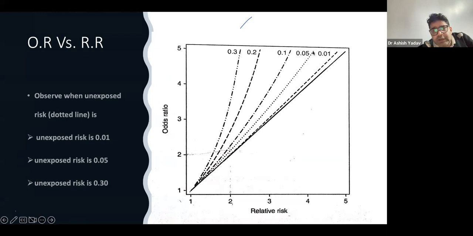As the risk in the unexposed population is increased, even for a smaller value, if the risk in the unexposed population is 30%, you can see that if we have an RR value equal to 2, we are getting an OR value equal to 5, almost thrice. So the relationship between RR and OR depends a lot on the disease proportion, how common the disease is in the population. If the natural occurrence of the disease is very high, then even for a lower value of RR, you would be getting a higher value of OR.